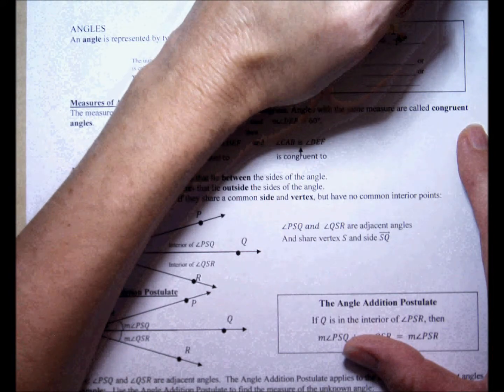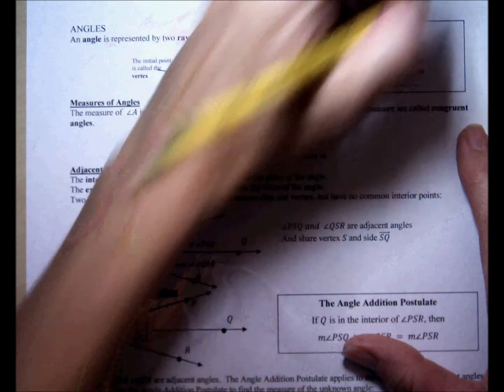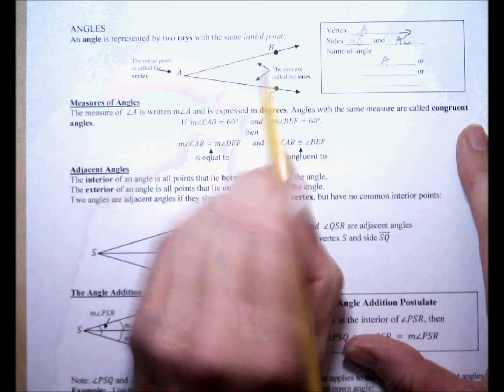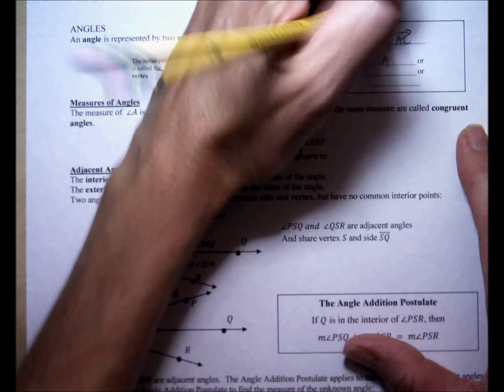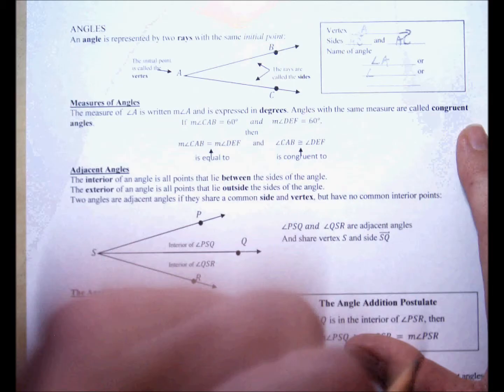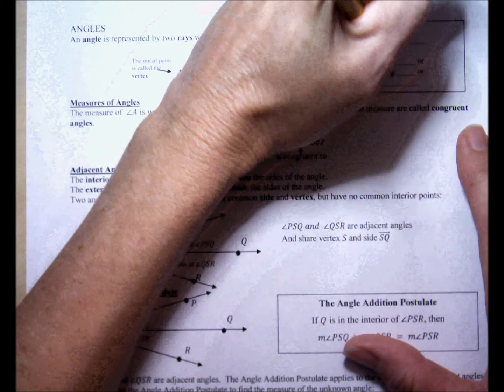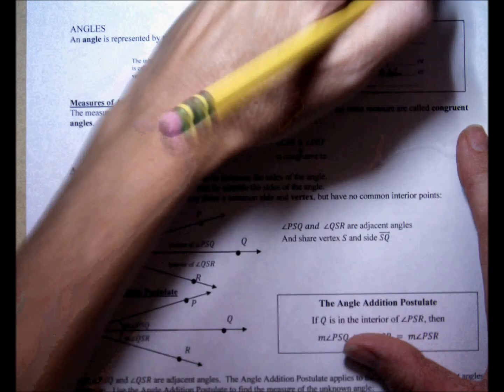Now the name of the angle, we've got several things we can do. We can call it angle A, or we can call it angle BAC. The vertex has to go in the middle. So angle BAC, or we could call it angle CAB. But again, that A, the vertex, has to go in the middle.